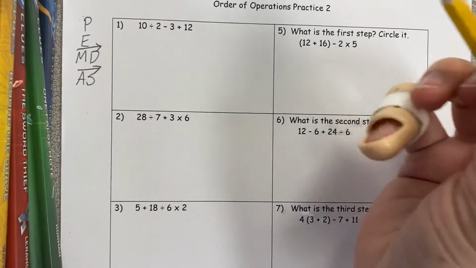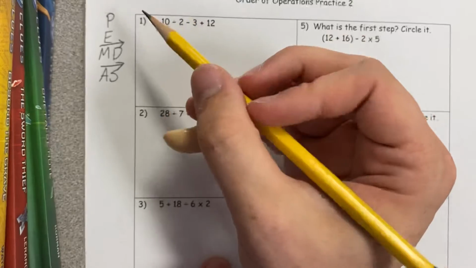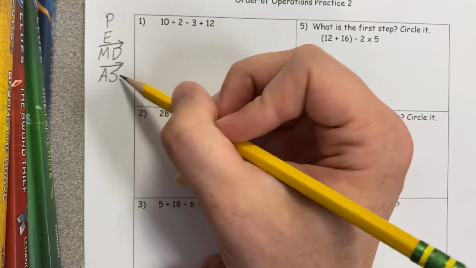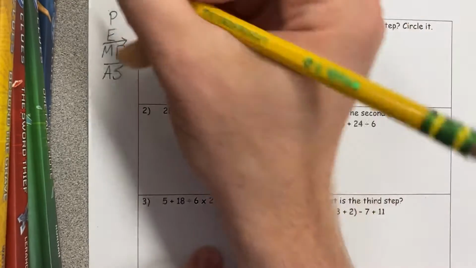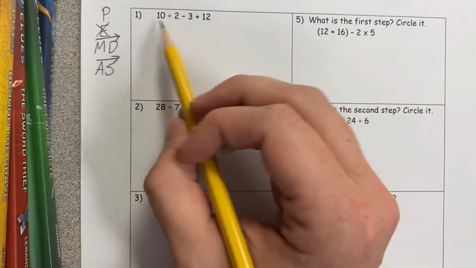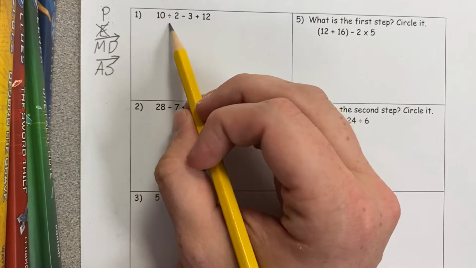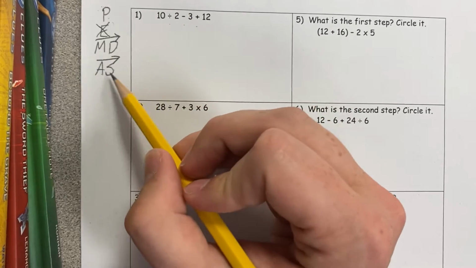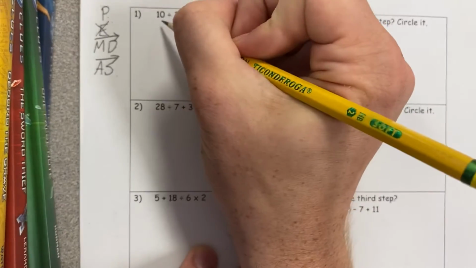Okay, let's go over today's seat work. So let's remember our PEMDAS, or Please Excuse My Dear Aunt Sally, to help us with the seat work. And remember, we don't need exponents, so we can cross that out. Okay, so looking at this first one, I don't see any parentheses, and I see division, subtraction, and addition. Well, I know division is above addition and subtraction, so I'm going to do division first.